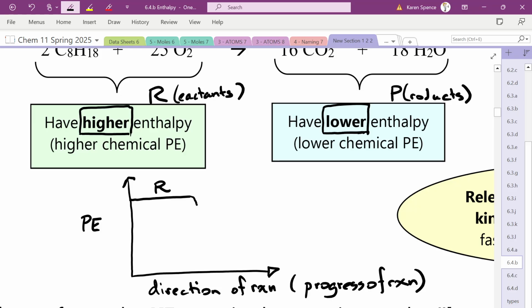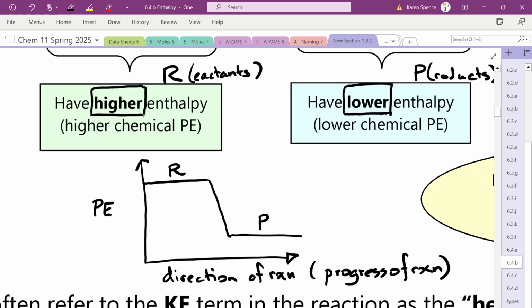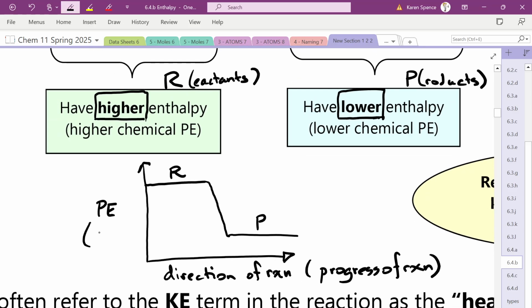Okay, we have the reaction takes place, and then we have our products, which are lower. And what is the unit of potential energy? We're going to write it as kilojoules per mole. Okay, kilojoules per mole.